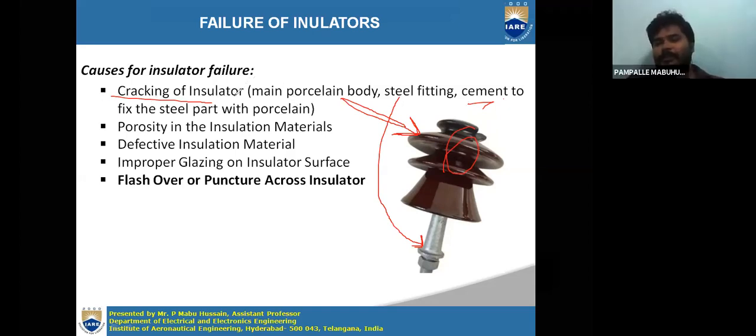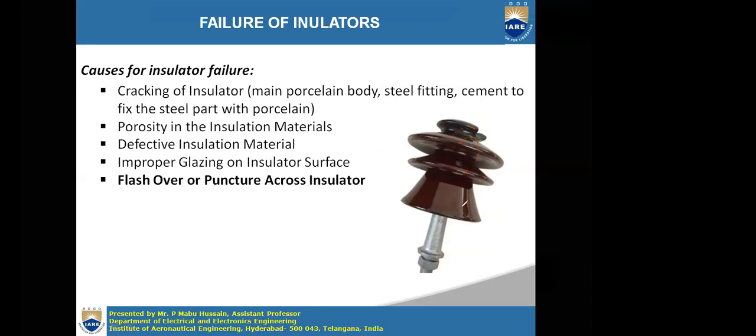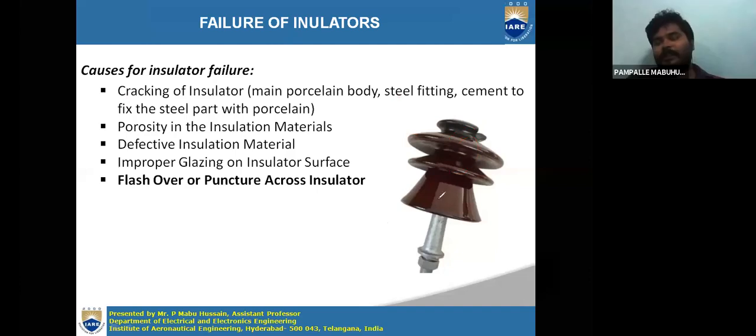Okay, so because of these cracks, the insulator will be damaged at a faster rate. So when a high voltage is applied across the insulator, it will easily break down. Another cause for insulator failure is porosity.